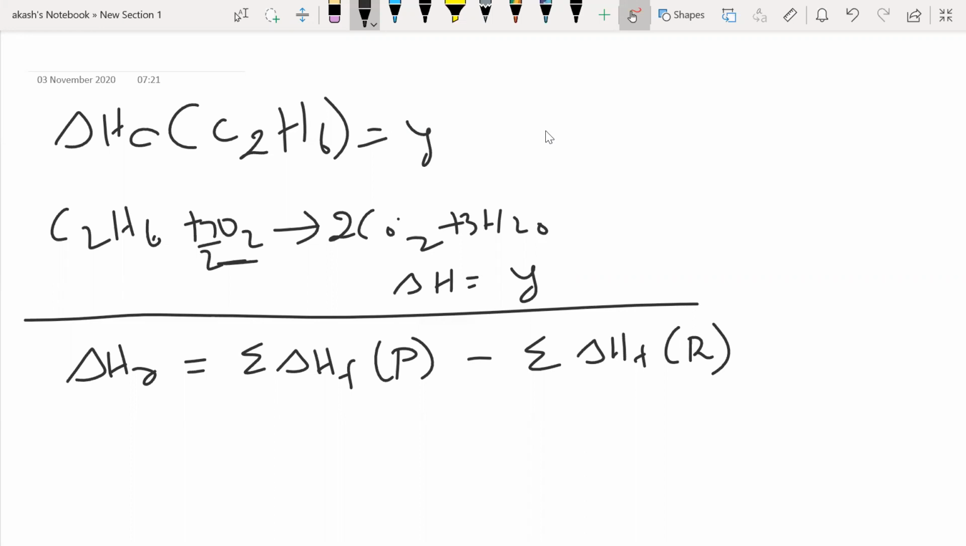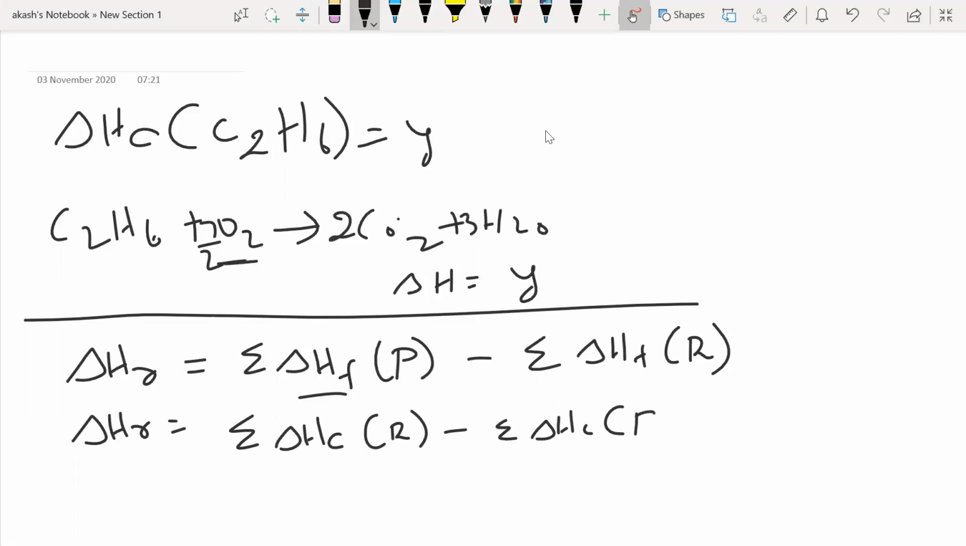Now this is in terms of delta HF. Now if it is going to be in terms of delta HC, that is enthalpy of combustion, then delta HR, same, will be equal to, now here it is products minus reactants, there it would be reactants minus products. That's the only difference. So it would be the sigma delta HC of reactants minus sigma delta HC of products. Very, very simple equations.